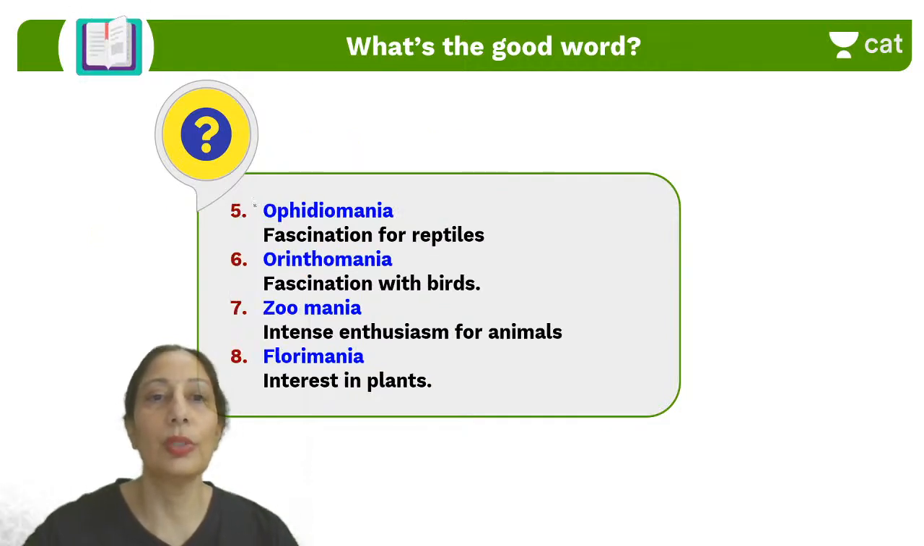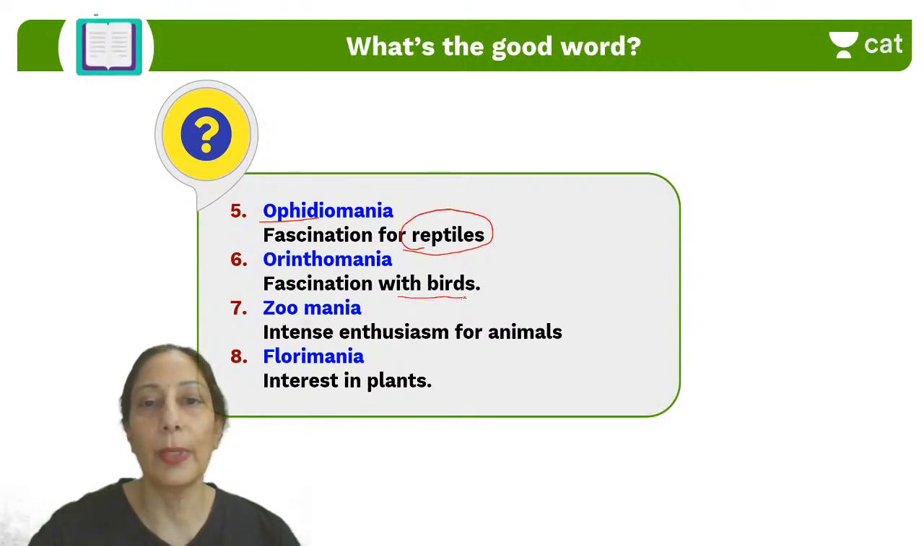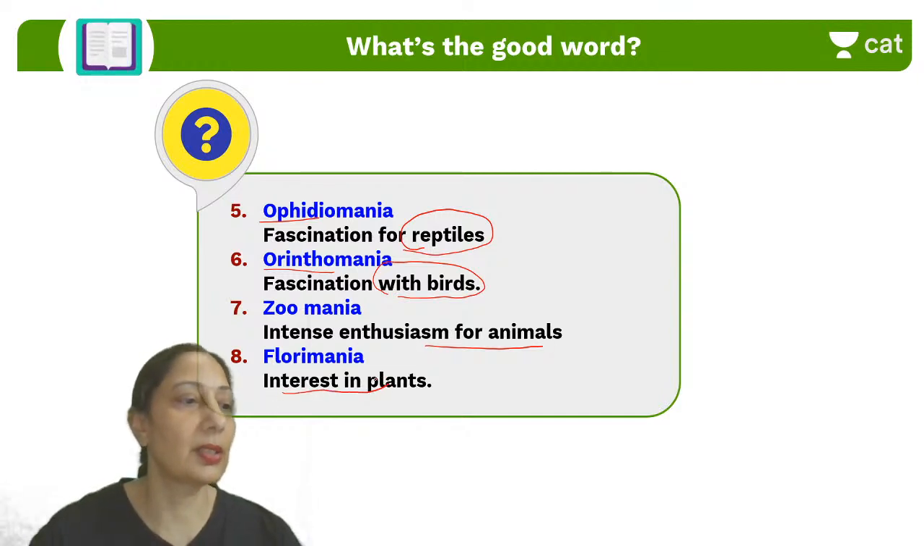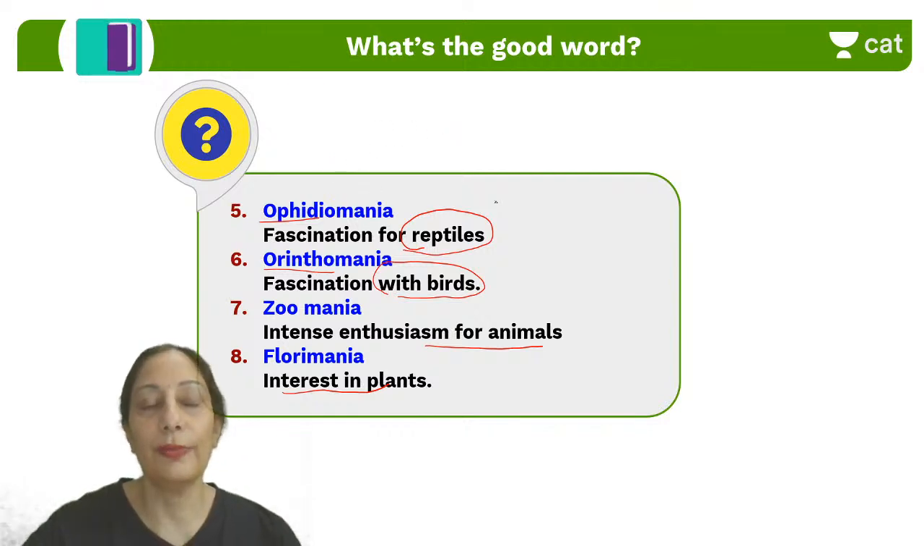Now you have what is known as Ophidio. Ophidio is a mania relating to reptiles or insects. Ophidiomania. Ornithomania is a fascination with birds, coming from the word ornitho, right? Zoomania is an intense mania, enthusiasm for animals alone. Florimania is an interest in plants, guys, right? So what happens is that you here learn, you also have ophidiophobia, a fear of reptiles. So one another day, let us do all the phobias.